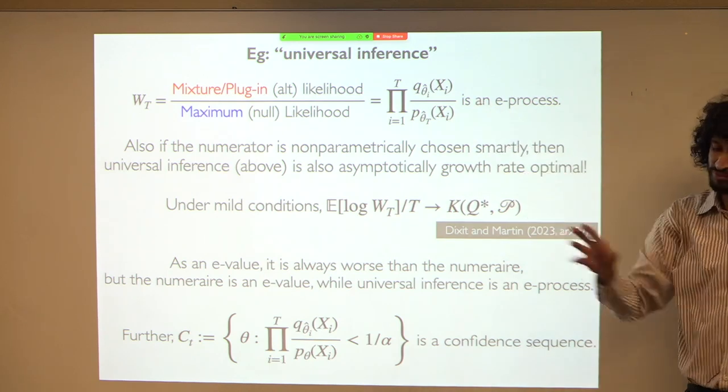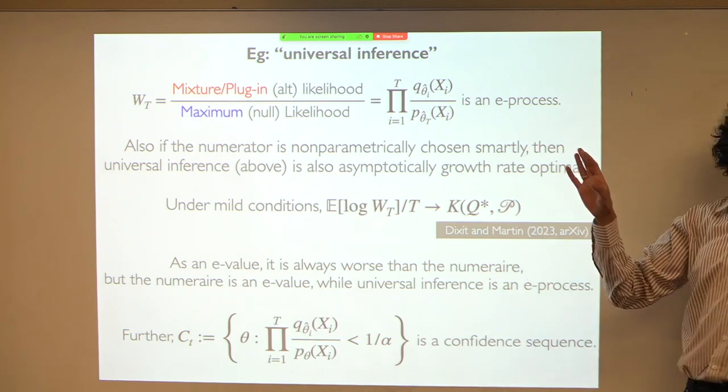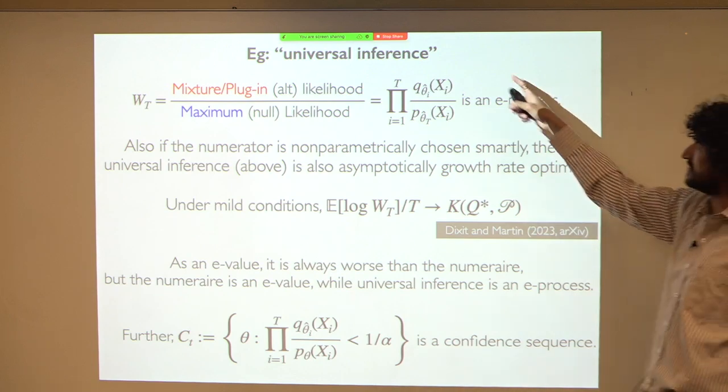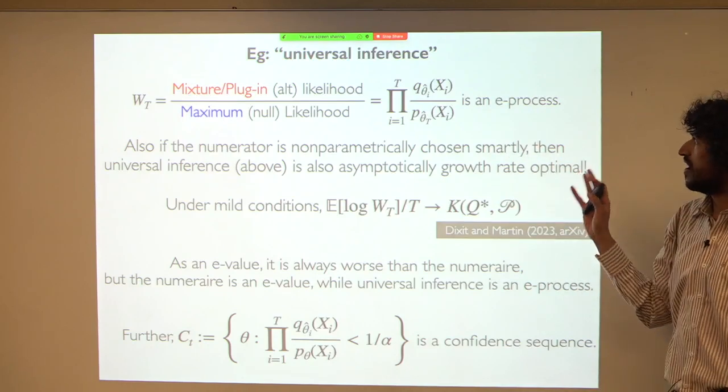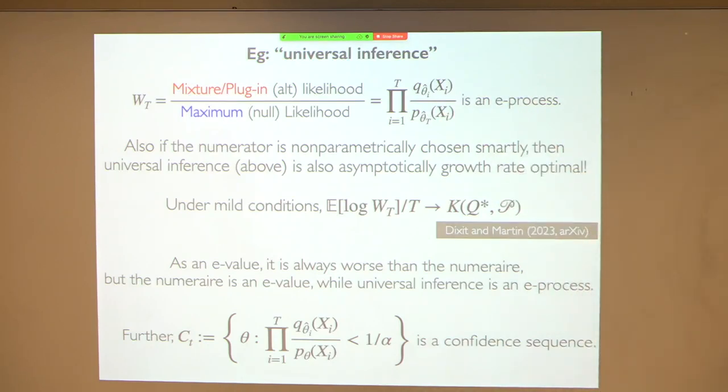But if you did it the fully Bayesian way, it's not an E process, and if you did it the fully frequentist way, it's not an E process. And so somehow, if you really want this E process structure, which means that at any stopping time, this is valid, then you have to do this funky combination.